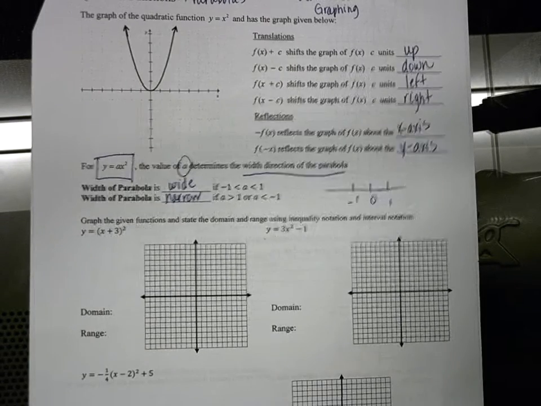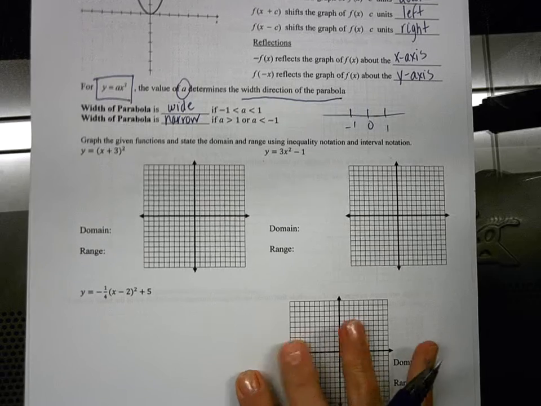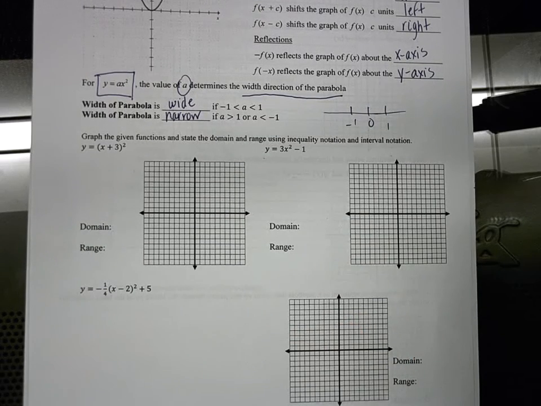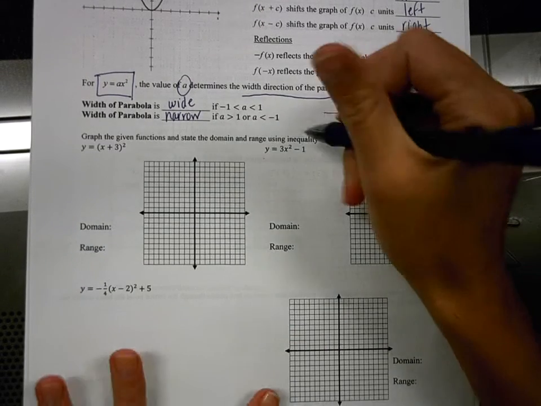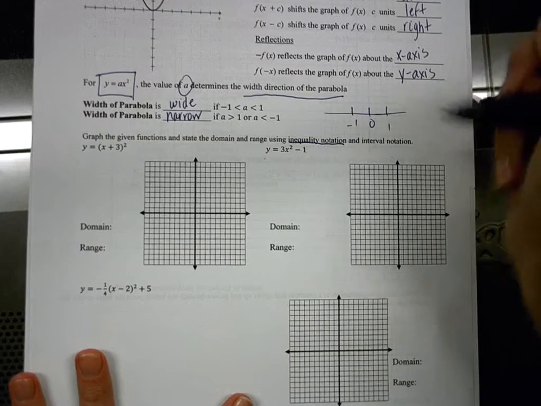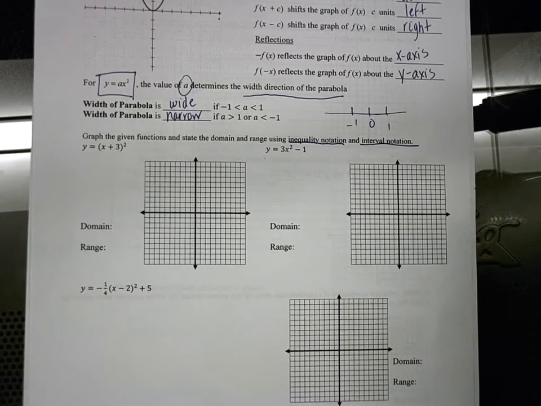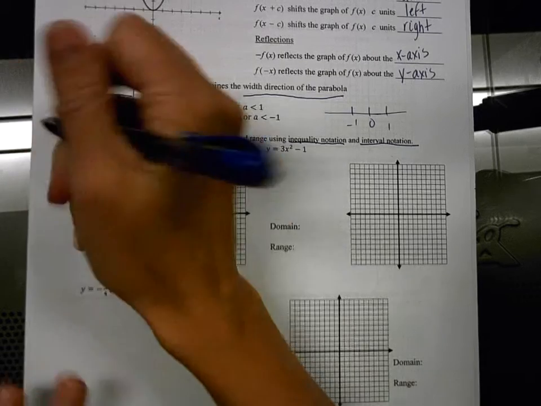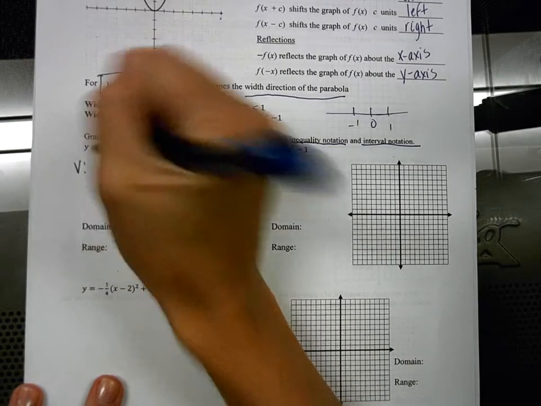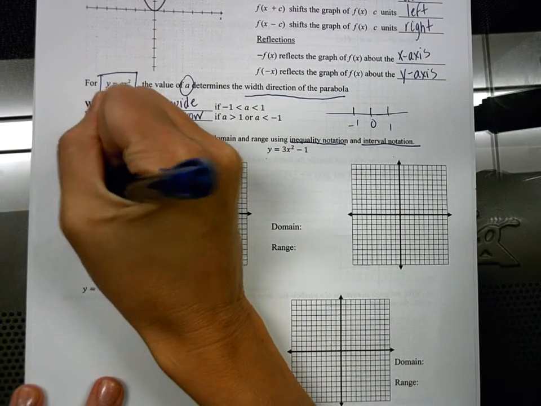So we're going to get down here now, start graphing. When you're graphing in our notes, they want us to use inequality notation and also interval notation. So we'll talk about both of those for domain and range. When you're graphing a parabola, you need to know what the vertex is, and you also need to know what the A value is.